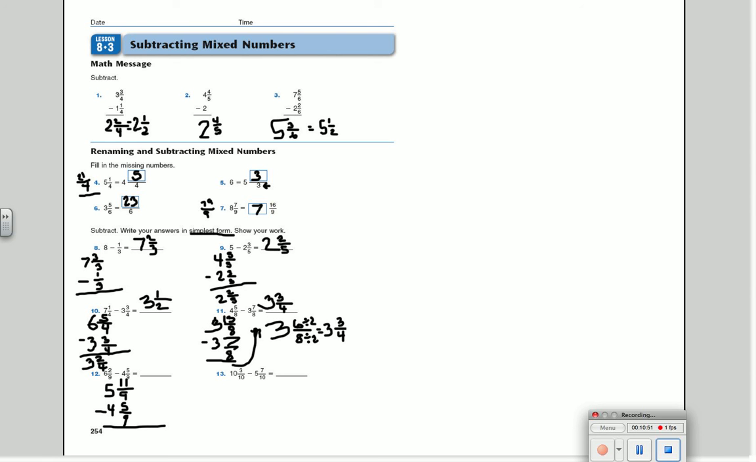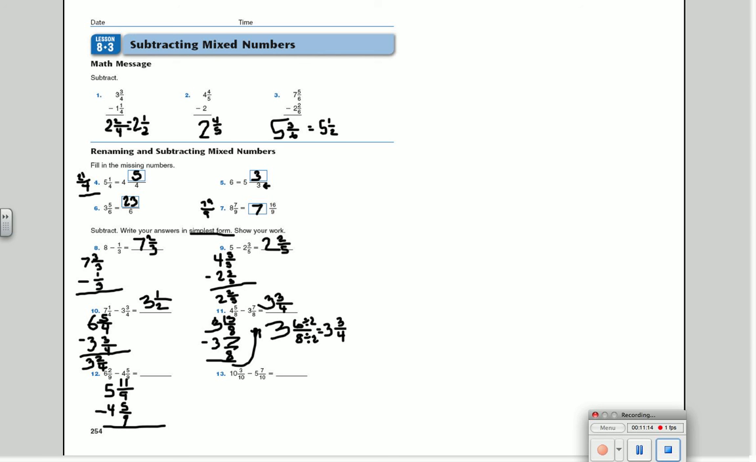Now, just a reminder, the reason I needed to change it to 5 11/9 is I look at my problem, 6 2/9 minus 4 5/9. Well, of course, I know I can take 4 away from 6, but if I look at the fractions, I cannot take 5 away from 2. So that's why I have to change around my first mixed number.